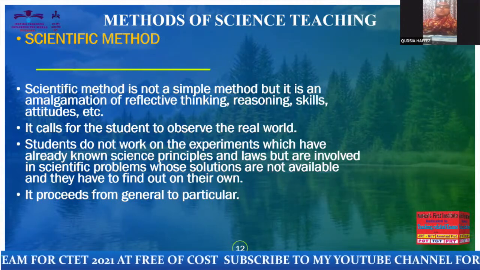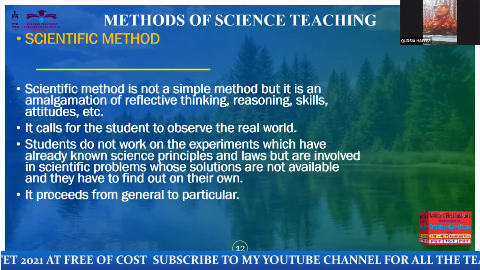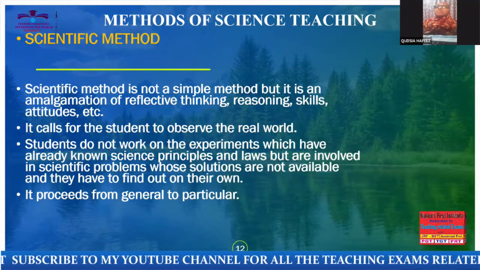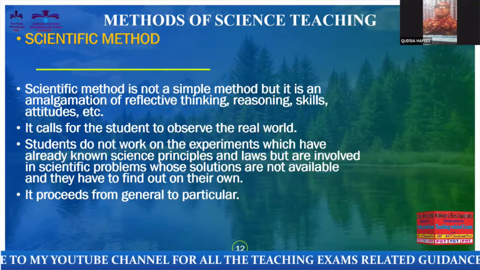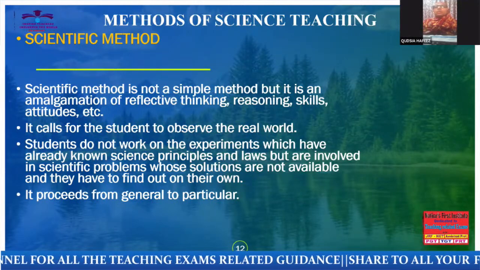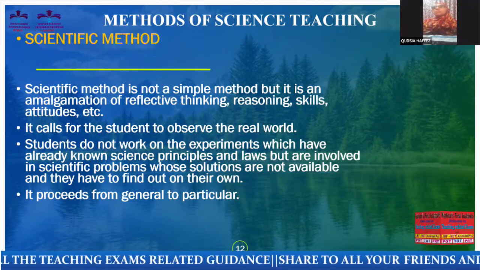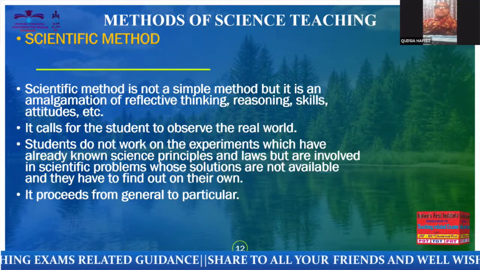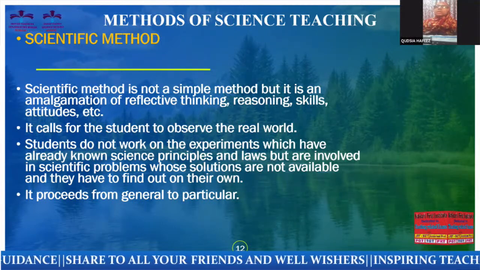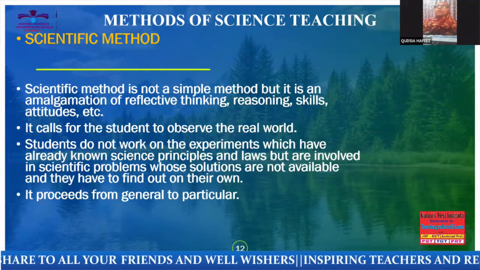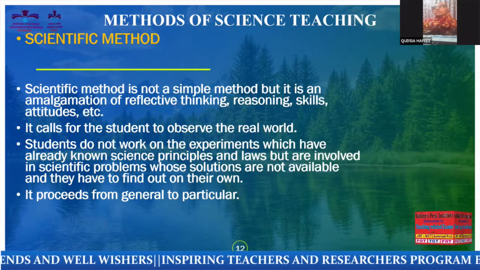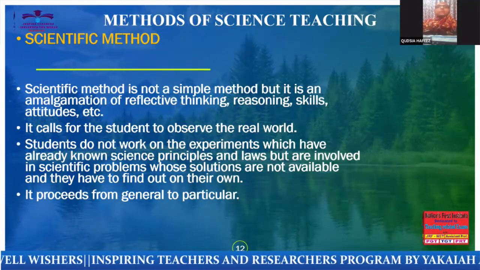So here students are not working on already predetermined or recorded experiments or principles and laws, but they are trying to solve such scientific problems where the solution is not available, and they want to find out on their own how this activity will proceed and what will be the result of it. So it proceeds from general to particular. It means that it is moving from general idea, general knowledge of the science, they know it, but they are moving to the particular aspect where they want to solve a particular problem in a scientific method. So it is proceeding from general to particular.